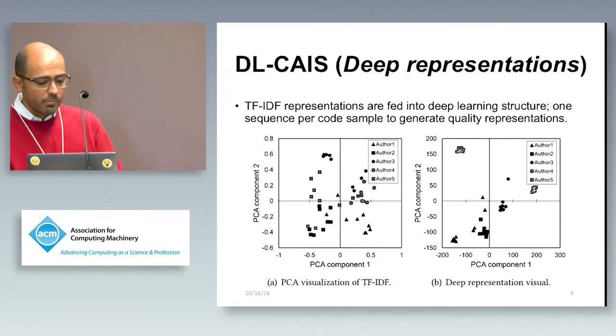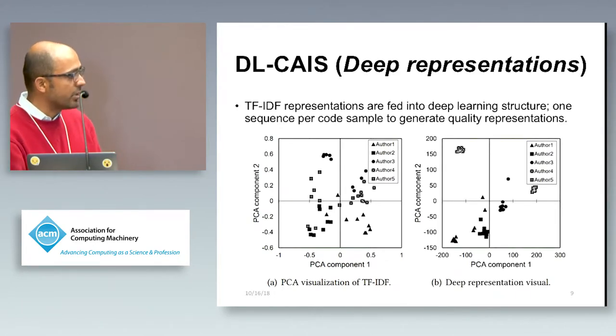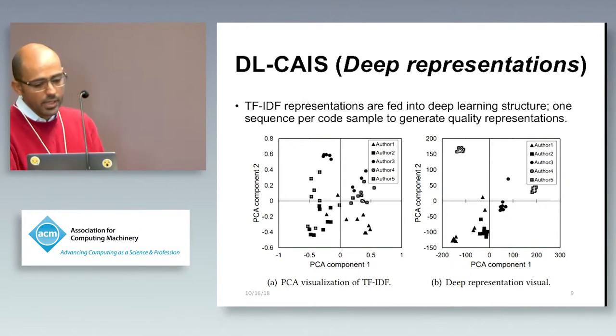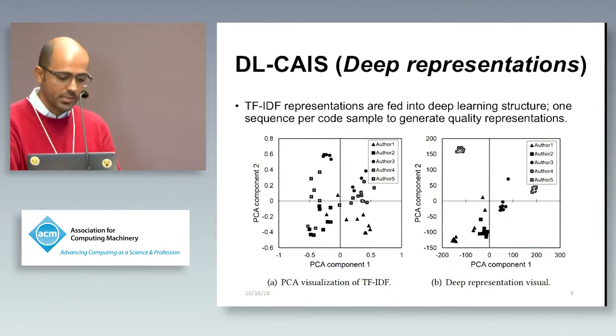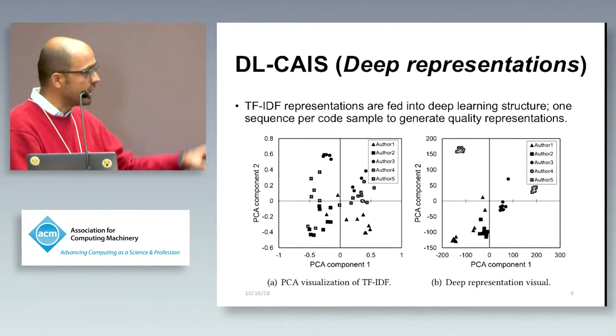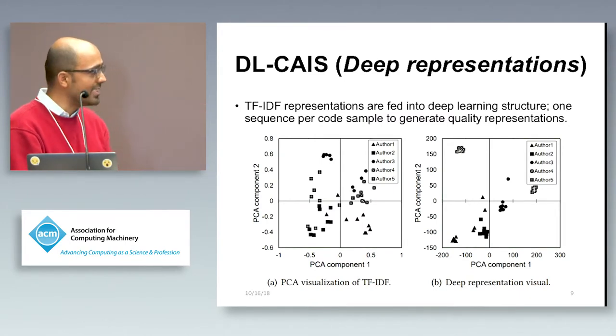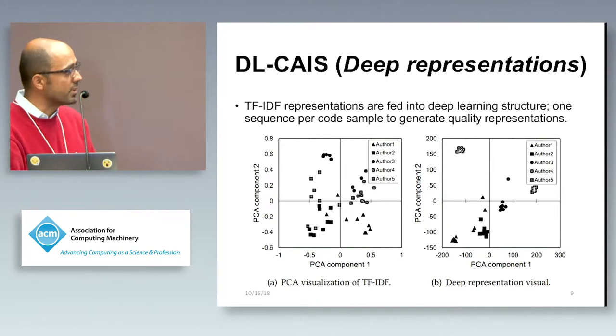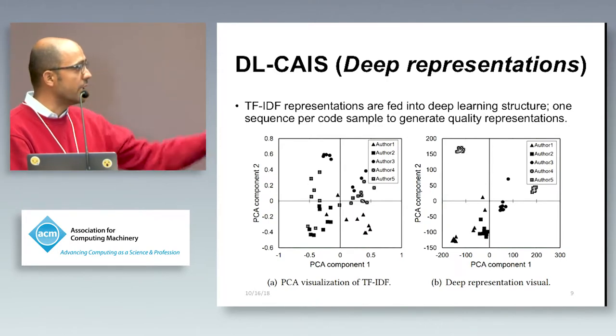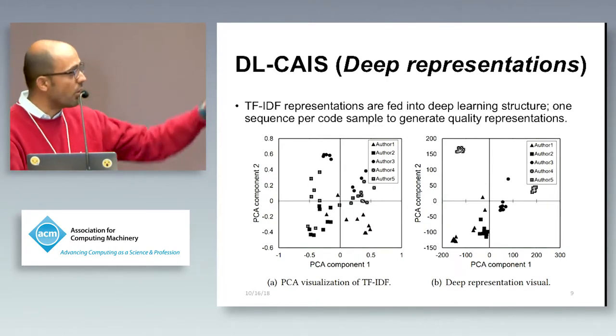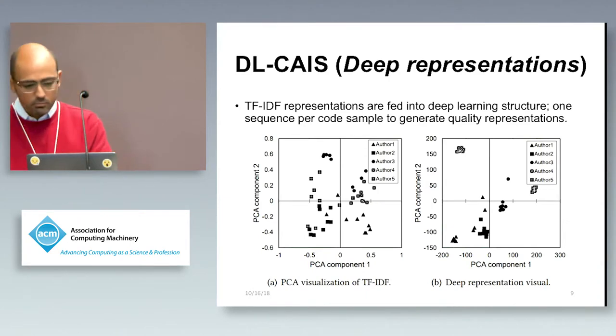Upon applying our deep representation, the more significant components in the PCA analysis are somewhat separated, which tells us that those are good quality components for identification of the different classes, that is authors 1 to 5.